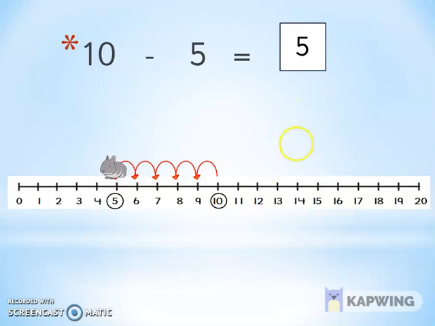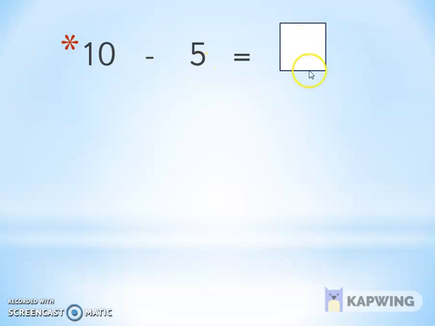Listen, this was the recall of your subtraction sum by using number lines. But today in our topic, we'll use this number line, but our strategy will be new. Would you like to do this new strategy with me? Let's go. Dear students, we have the same sum in front of us, 10 minus 5 equals answer box.